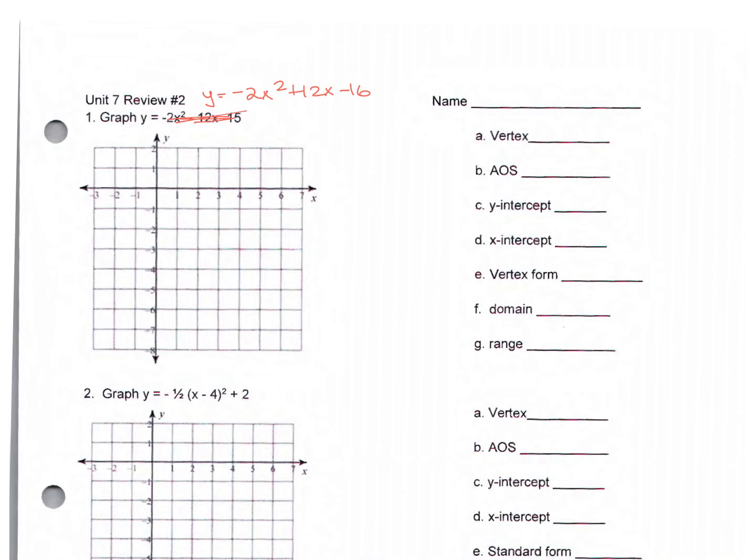Hi, geometry. Let's talk about review number 2. So first off, I hope you changed the equation to negative 2x squared plus 12x minus 16.